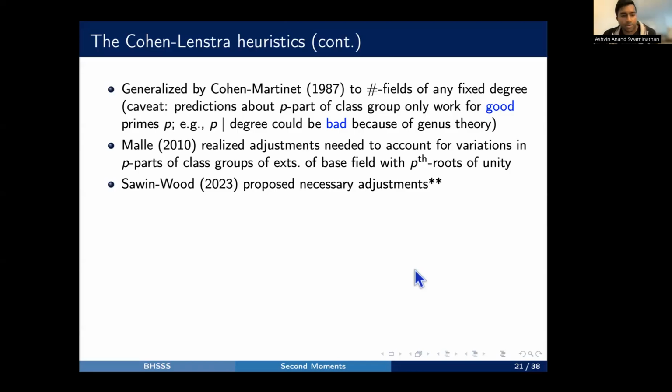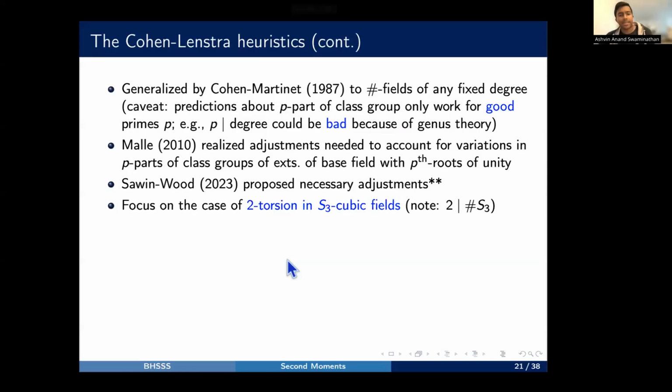And quite recently, Sawin and Wood proposed the necessary adjustments that Malle observed were needed. Now, I have an asterisk here because the Sawin-Wood work requires an extra assumption that the prime p, if you're looking at p-parts of class groups, should not divide the order of the Galois group. But it is expected that that assumption is not really necessary. So their philosophy should work even without that assumption.